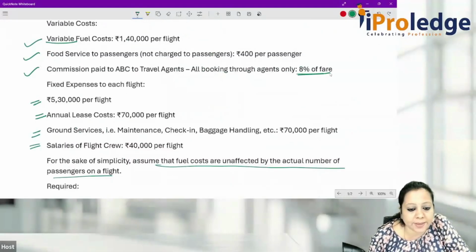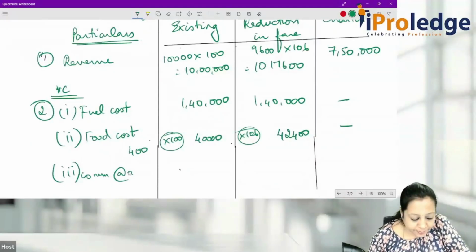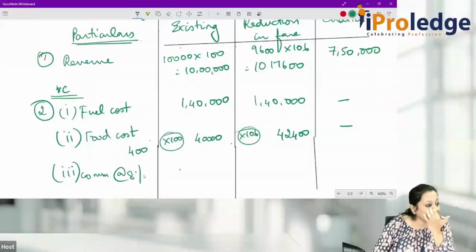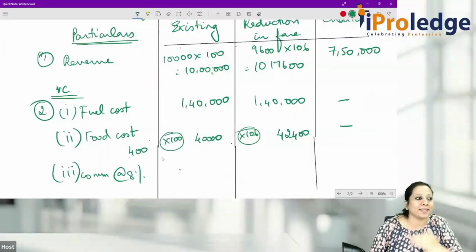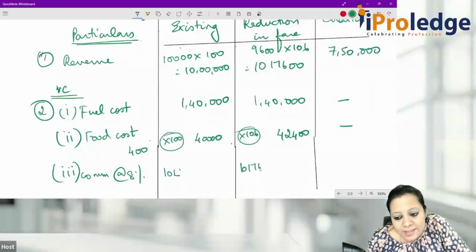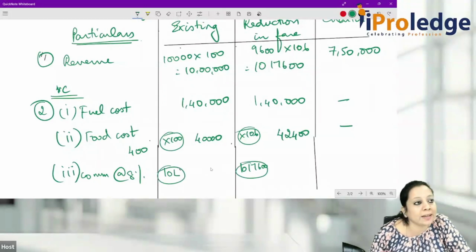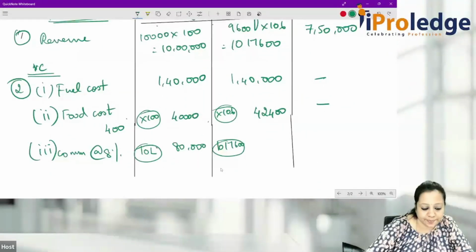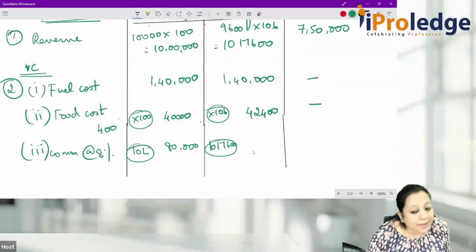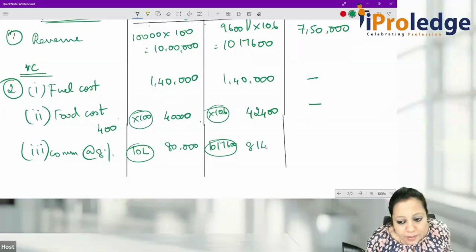The third one is going to be commission at the rate of 8%, right? 8% of fare. I already told you, in such companies fare is nothing but the selling price, revenue. So here the revenue is 10 lakhs, and here the revenue is 10 lakh 17,600. On this amount we should calculate the commission. The first one is 80,000.